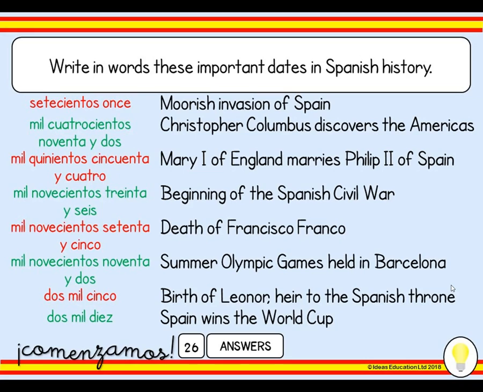Then, coming into the current millennium, Leonor, Princess Leonor, who's the heir to the Spanish throne, was born in 2005. So we would just say for that one, 2005, because we've got no hundreds, no tens. So we just put the ones on the end, and there's no E because there's no separate tens and ones. And our last important date was when Spain won the World Cup in 2010. So 2000, 2010, 10, stick that on the end, and there you are.